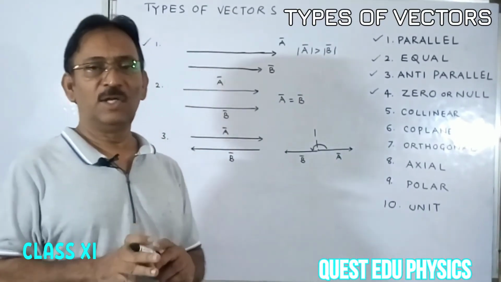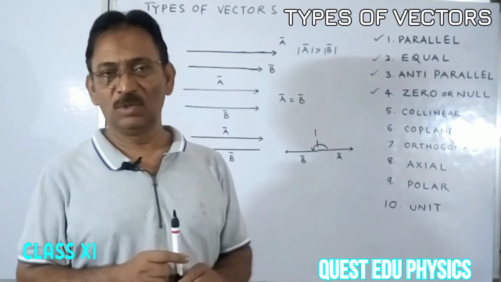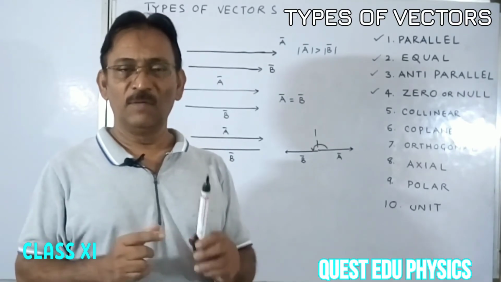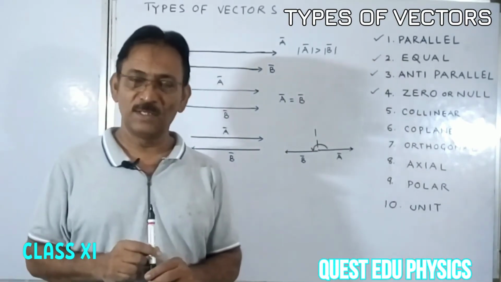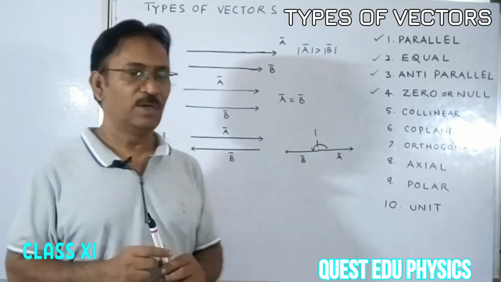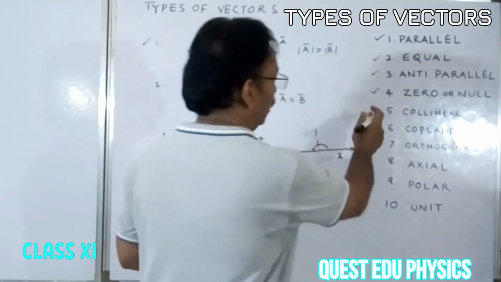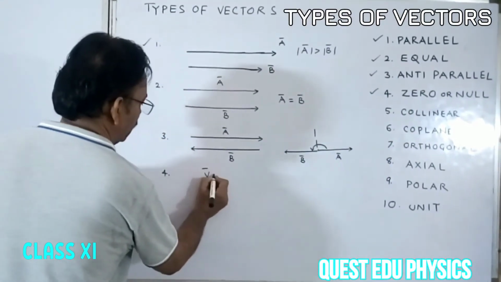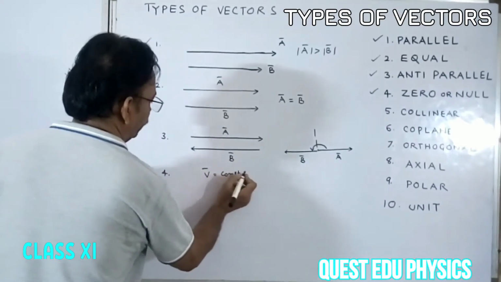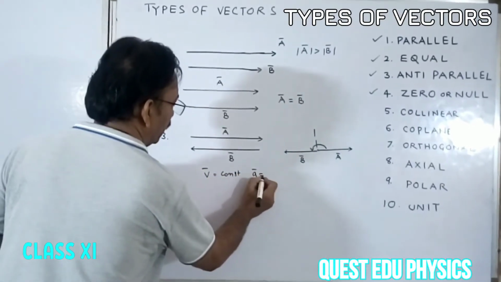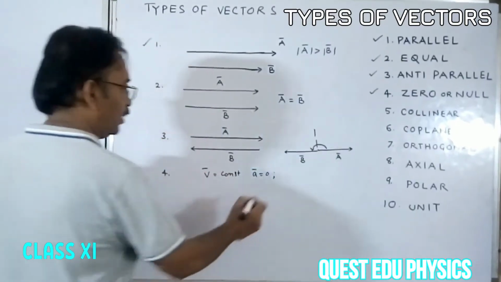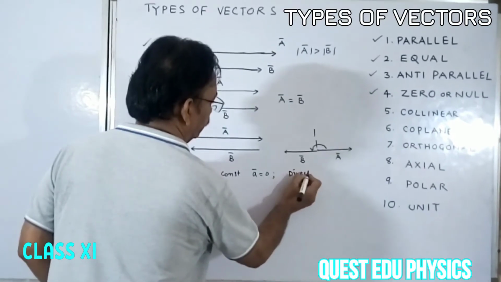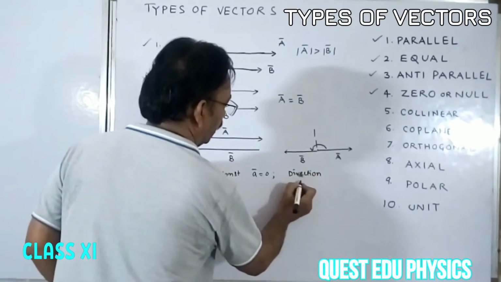That means whatever it may be, the direction is arbitrary. We will learn about zero vectors when we are studying uniform motion. I mean, when the velocity is constant as well as the acceleration is equal to 0, that is known as the zero vector. Then what? The velocity is constant, the acceleration is 0, and the direction is arbitrary.